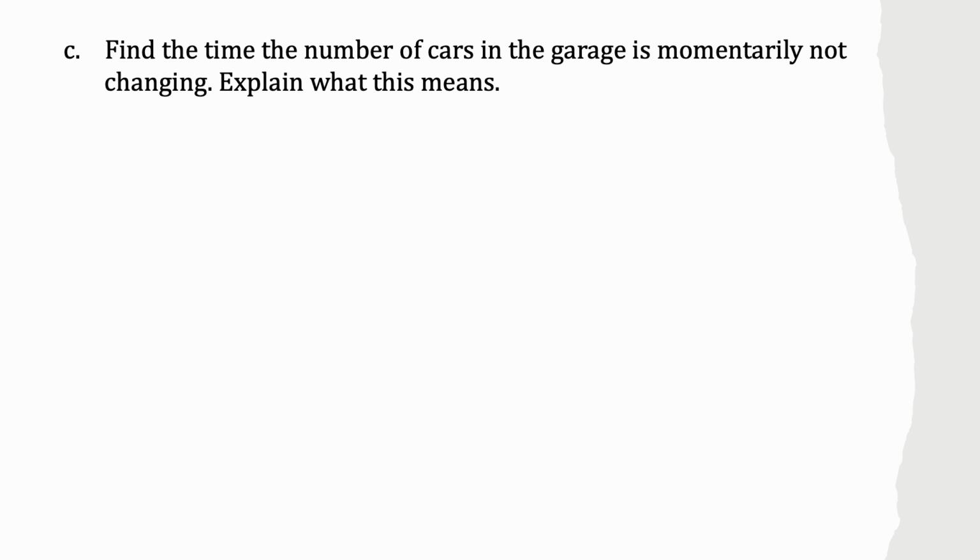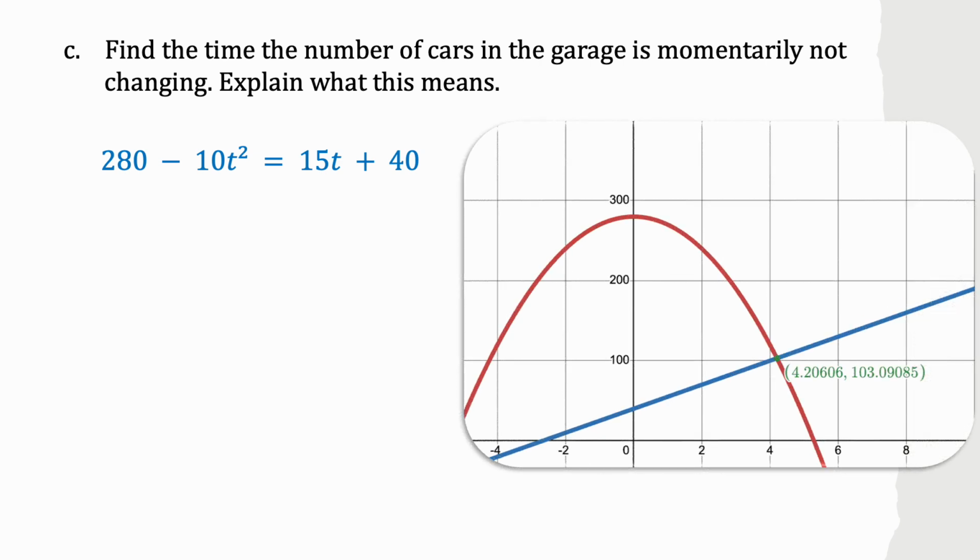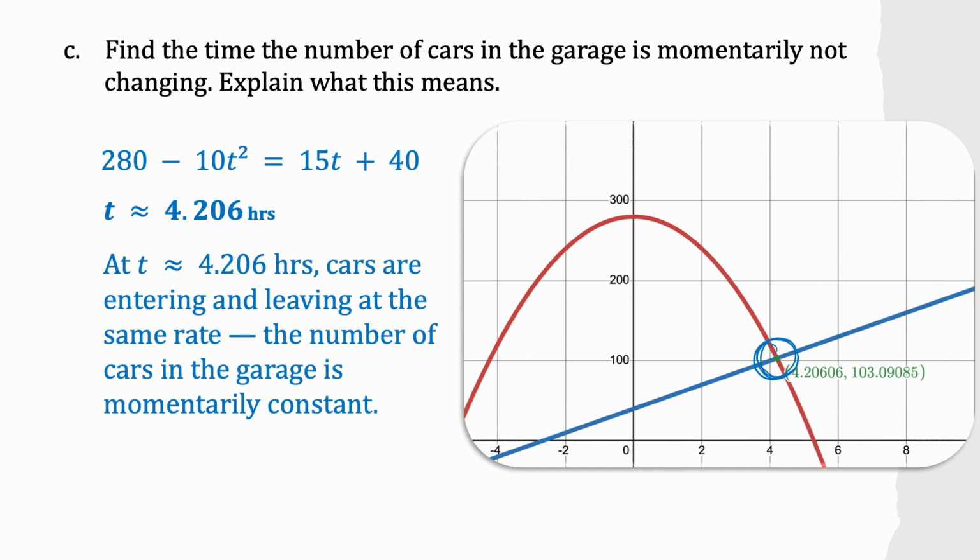Part C, find the time the number of cars in the garage is momentarily not changing, and explain what this means. Well, that means the rate entering has to equal the rate leaving. So let's just graph both of those and see where they intersect. Right here, where those graphs intersect, they're momentarily the same, at about 4.206 hours. So that means the number of cars in the garage is momentarily constant.